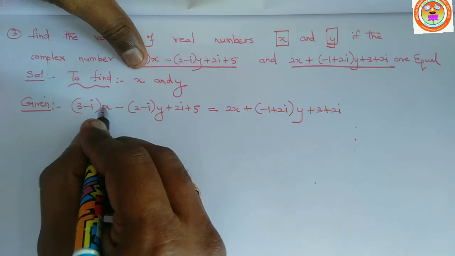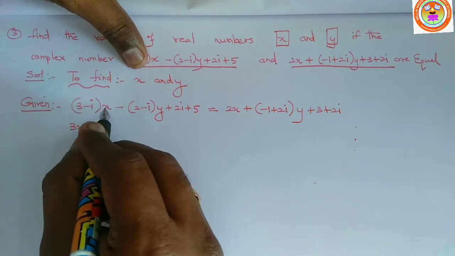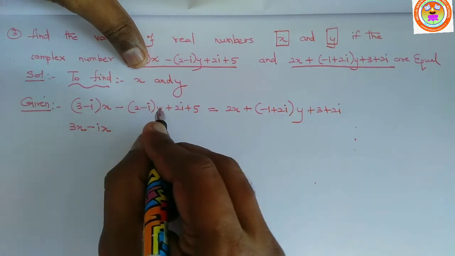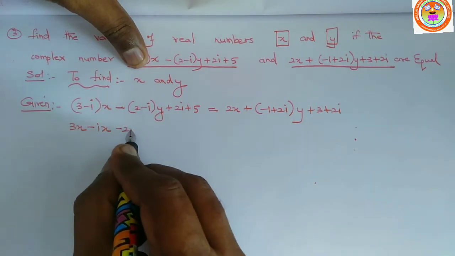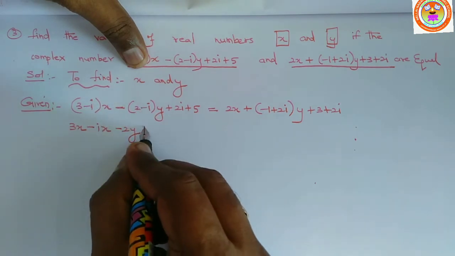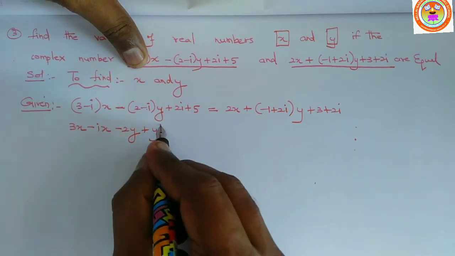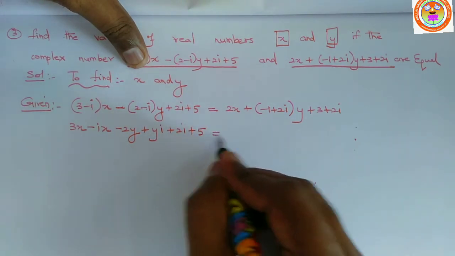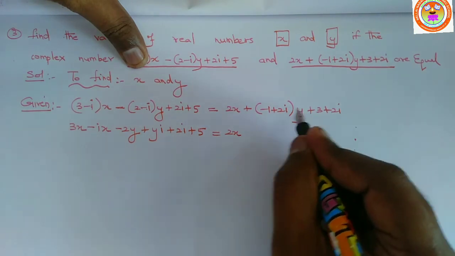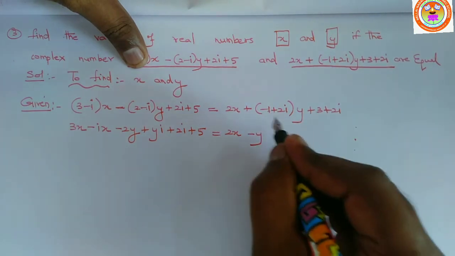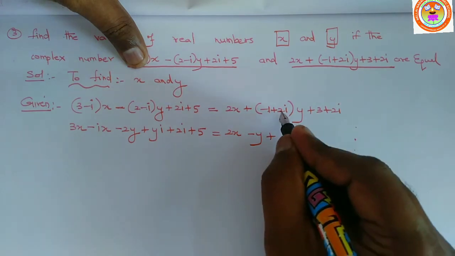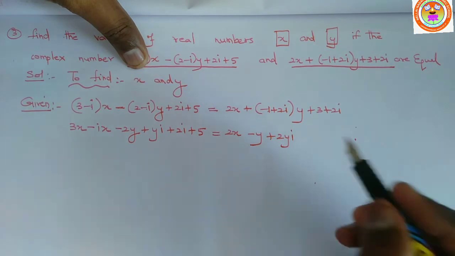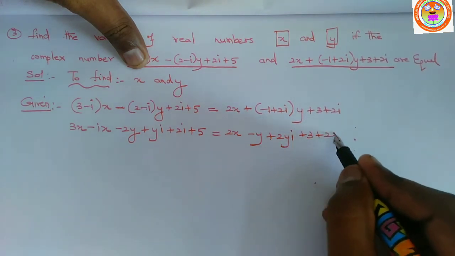Now I can multiply 3 into x, which gives us 3x, minus i into x is nothing but ix, 2 into y is 2y, minus a present, so minus 2y, minus into minus plus yi, plus 2y plus 5 is equal to 2x, minus 1 into y is minus y, plus into plus plus 2yi, next 3 plus 2i.